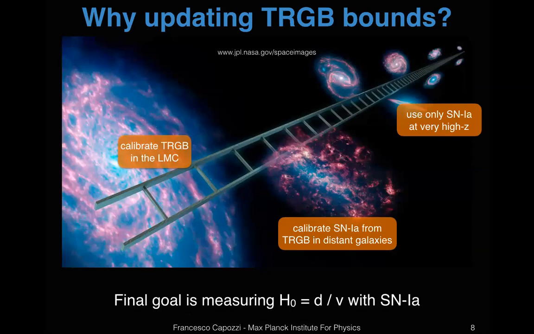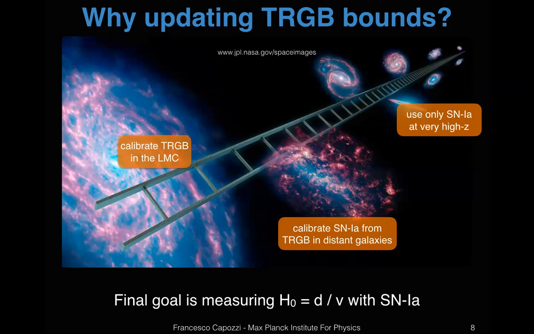However, the calibration of the tip of the red giant using other galaxies, like in this case the Large Magellanic Cloud, has been done for actually a completely different reason. And that is to move upward in the cosmic ladder.